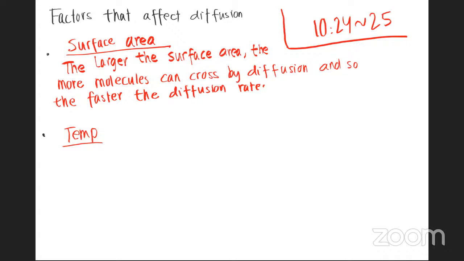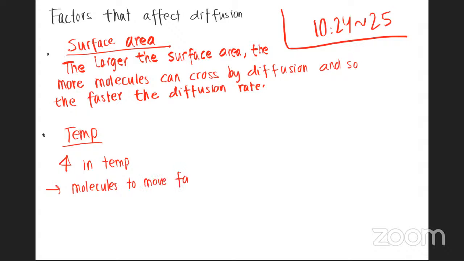They collide, the collision rate increases, and the speed at which they move increases. The more quickly they spread out, the more the diffusion rate increases. So an increase in temperature causes the molecules to move faster.